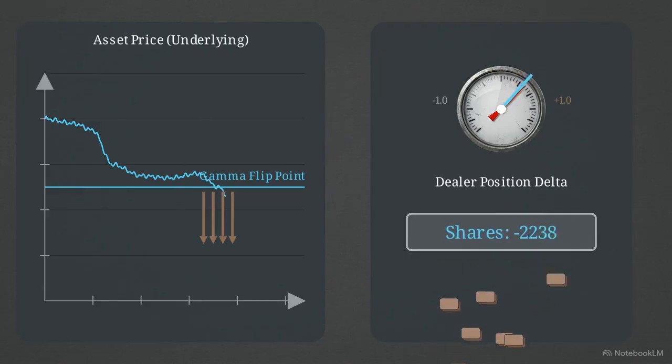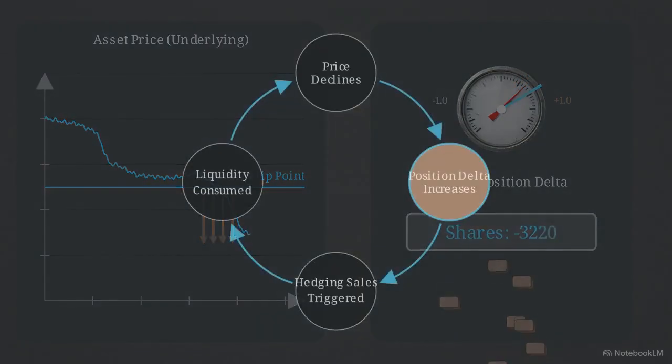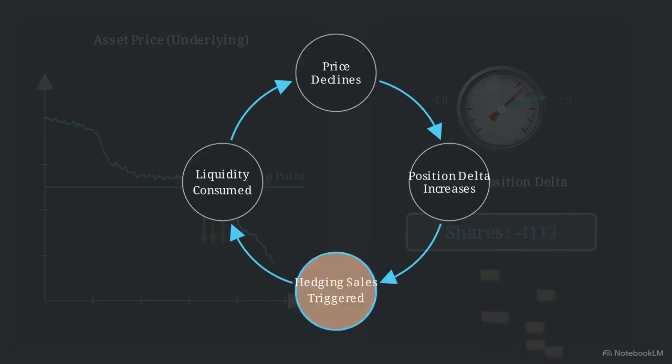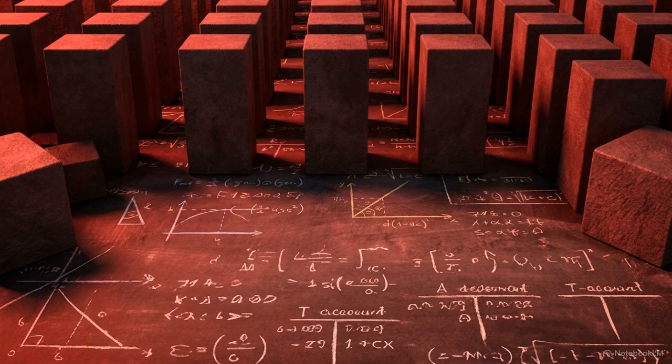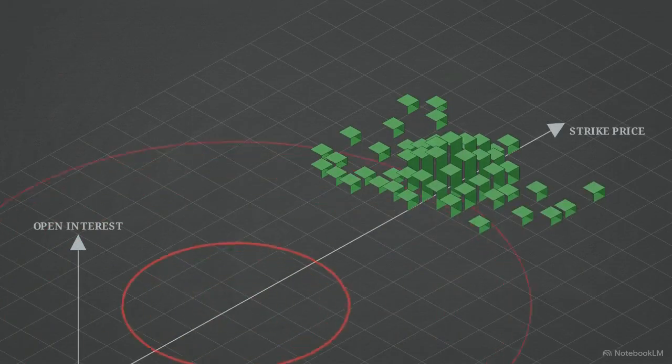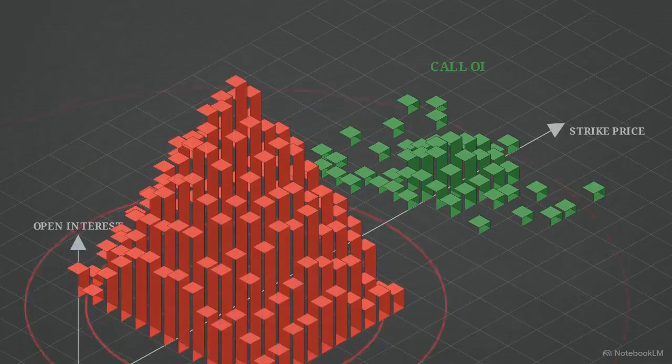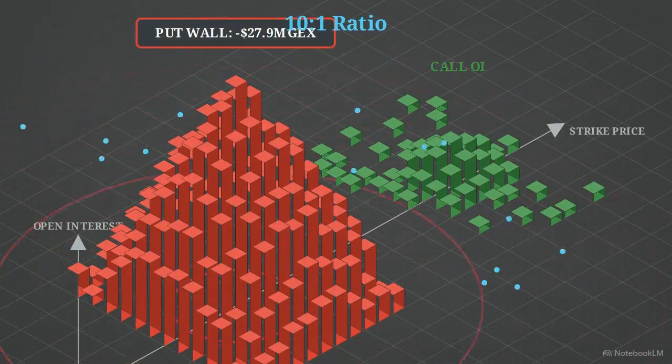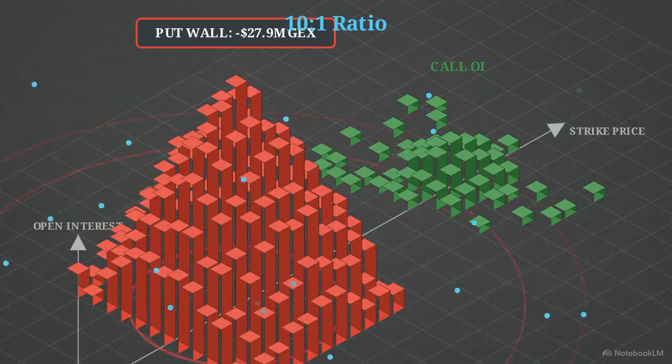Breaking this level triggers a feedback loop. Falling prices force dealer selling, consuming liquidity and driving prices even lower. The execution of these non-discretionary hedging algorithms can transform minor sell-offs into violent, self-reinforcing market crashes. The volatility event in the South Korean EWI ETF on March 13, 2026, provides a case study of these mechanics in a live environment. Data from that period shows a 10-to-1 put-to-call ratio. This created a massive cluster of negative gamma exposure, totaling nearly $28 million, acting as a visual gravity well for the price.